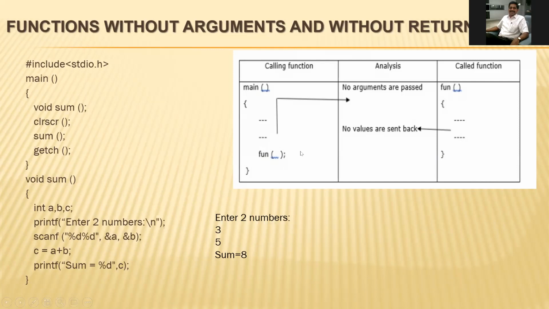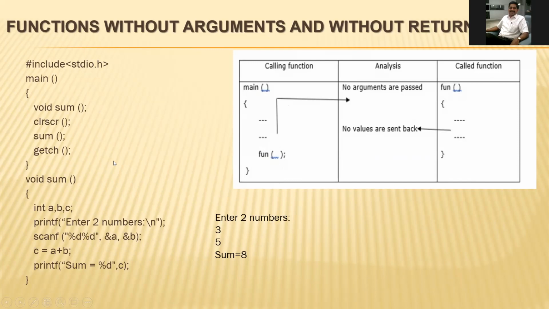There is no communication in the sense that we have not passed any arguments and we have not returned back any values from the called function. There may be some calculation, and that calculation is done in the called function. Now this is the first category.